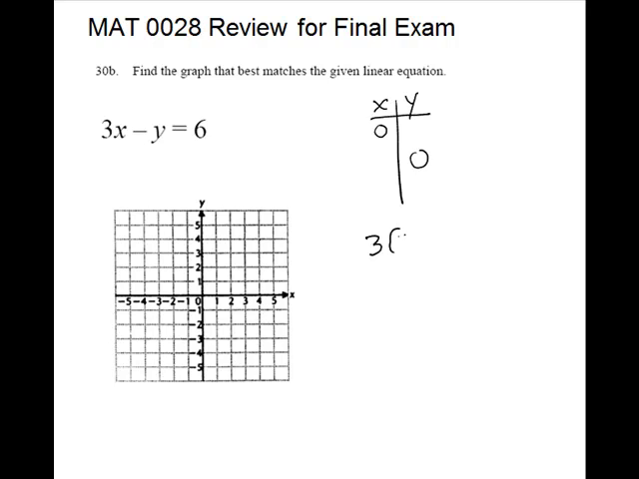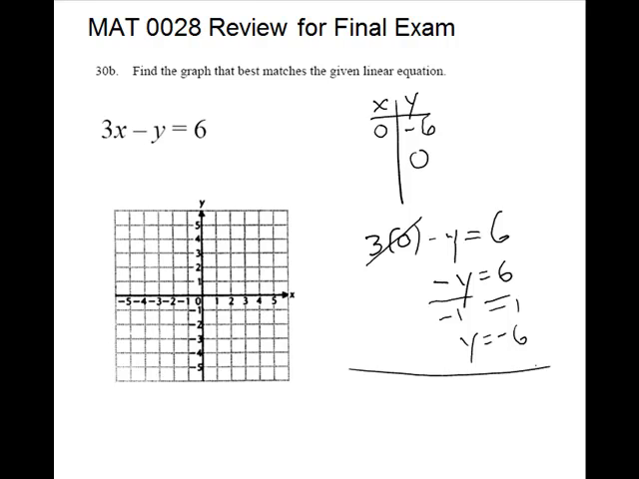So we have 3 times 0 minus y equals 6. 3 times 0 is 0, so we have minus y equals 6. Divide out that negative 1, so y equals negative 6. And then we'll switch and put 0 in the y. 3x minus 0 equals 6. And minus 0 is not going to matter, so we have 3x equals 6. And we will divide on both sides by 3. So that will give us x equals 2.